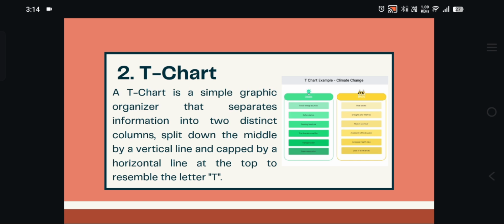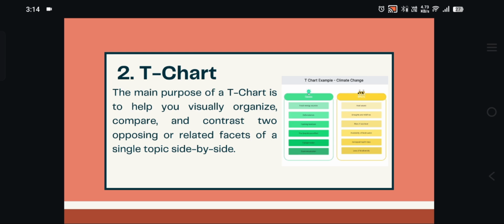Next one, we have the T-chart. A T-chart is a simple graphic organizer that separates information into two distinct columns, split down the middle by a vertical line and capped by a horizontal line at the top to resemble the letter T. The main purpose of a T-chart is to help you visually organize, compare, and contrast two opposing or related facets of a single topic side by side.